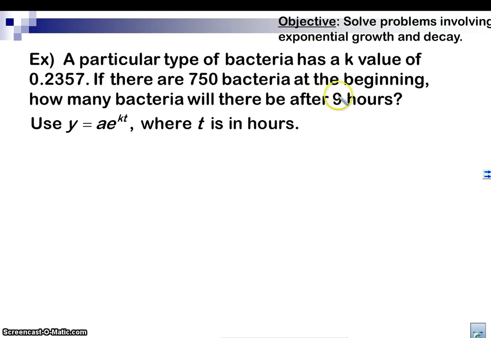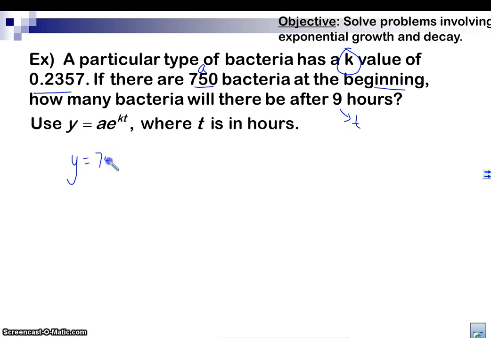A particular type of bacteria has a k value of... oh, look, we're given the k value now. If there are 750 bacteria at the beginning, okay, that would be A. How many bacteria will there be after 9 hours? That's our T. So let's go and plug in what we know. We don't know y. We do y? I don't know y.